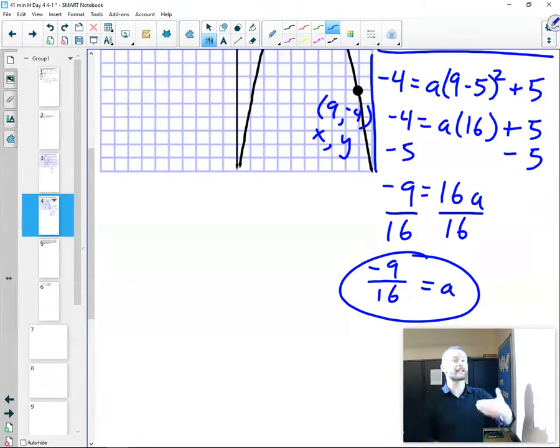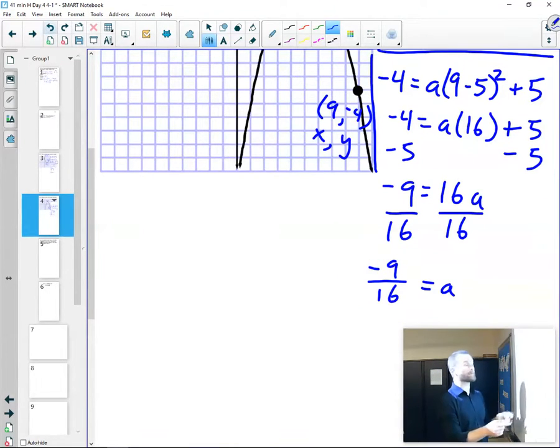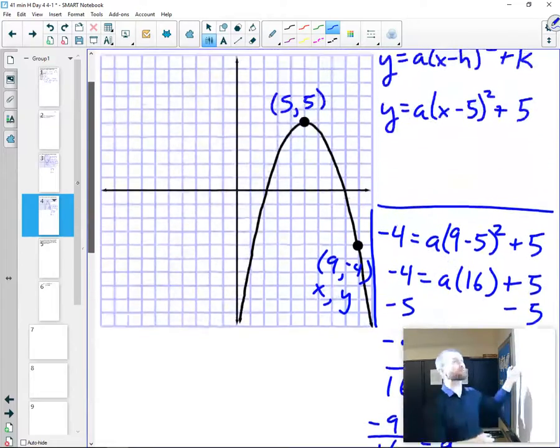They didn't ask us what's the a value. They asked us to write a function rule, to write an equation. So we can't stop here. We have to take our a value and plug it back in.